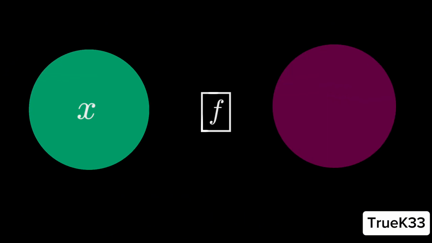Formally, a function is a relation where every input x has exactly one output y. We write this as f(x), which is just fancy notation for the value of the function at x. The set on the left is called the domain and represents all possible legal inputs x that the function can take. To determine the domain, you can ask yourself, which values of x can I plug in?